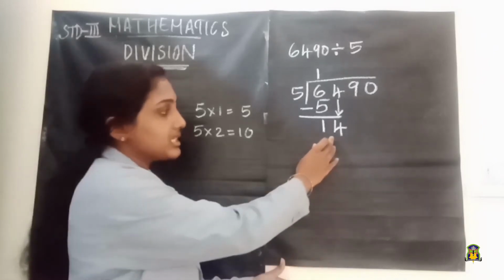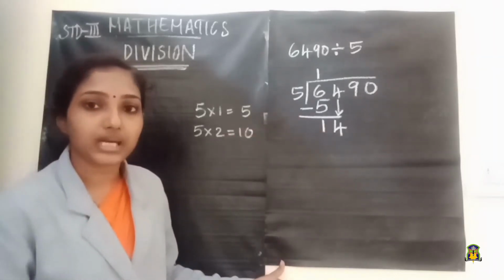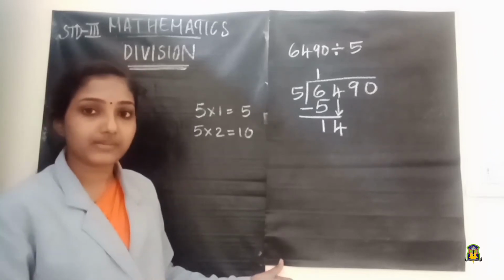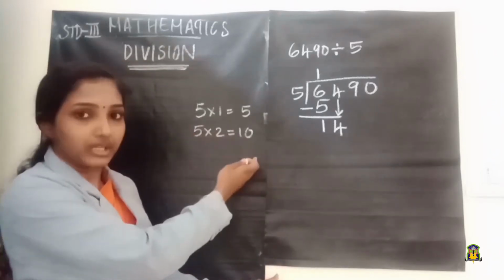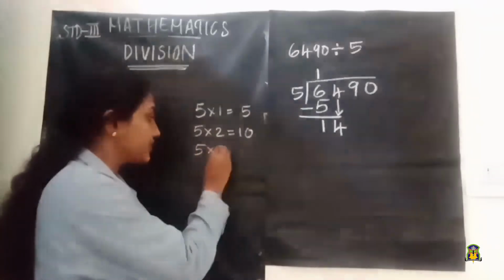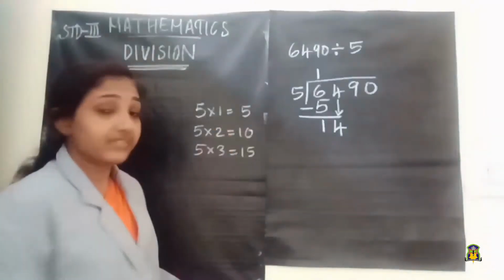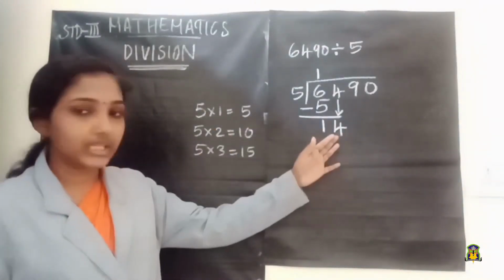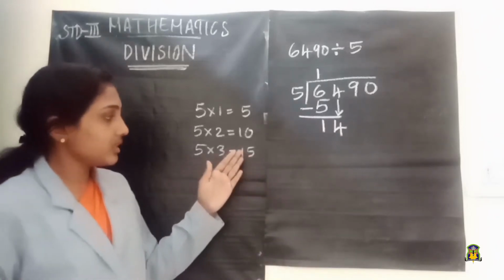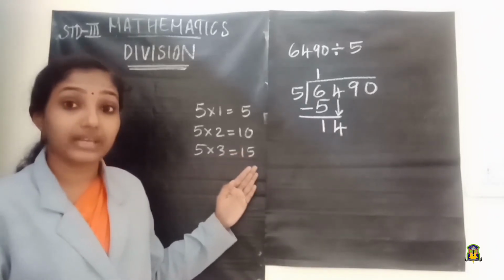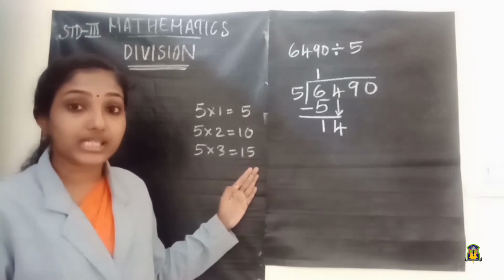Okay. And see in the table of 5, how many times will we get 14? 5 into 2 is equal to 10. Then 5 into 3 is equal to 15. We cannot find 14, right? Here 5 into 3 is equal to 15, which is greater than 14. So we cannot take 14.